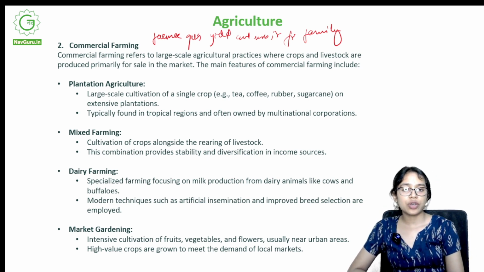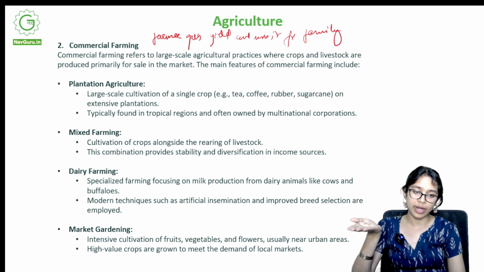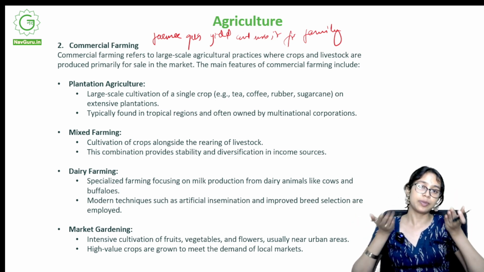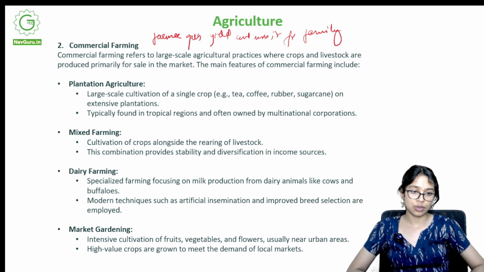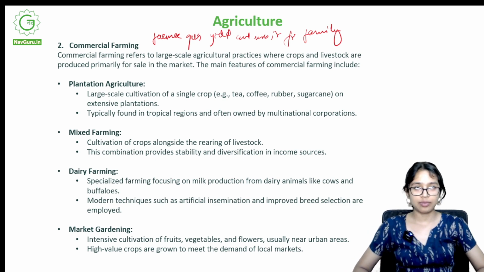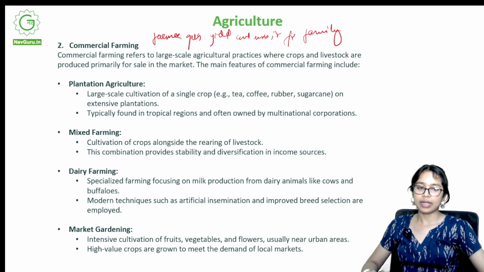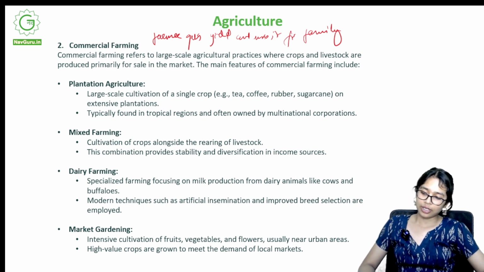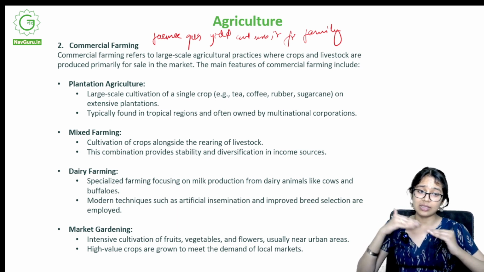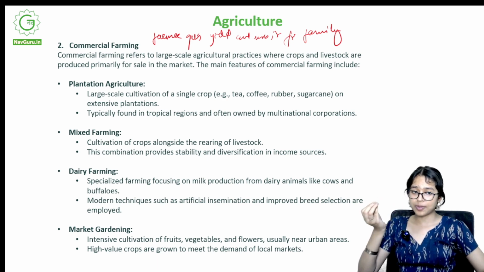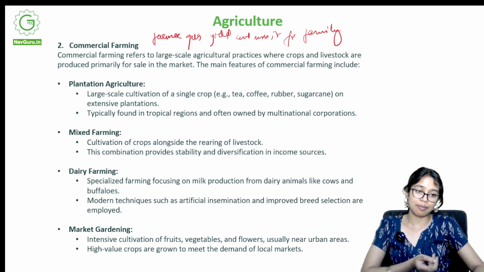Mixed farming, cultivation of crops alongside the rearing of livestock. This combination provides stability and diversification in income sources. So you cultivate crops on one hand, and on the other hand you also rear livestock, both for the purpose of selling. What happens is that if, let's say, your crop yield was not that good, but you reared a good amount of healthy livestock, your income diversifies and remains stable, in the sense that, okay, even if the crops have gone bad, I still have animals who can help me earn money.